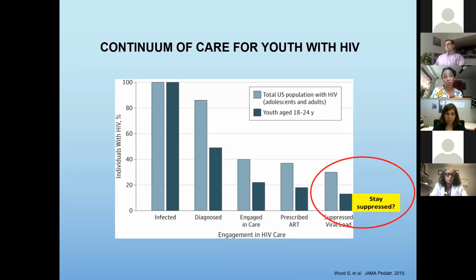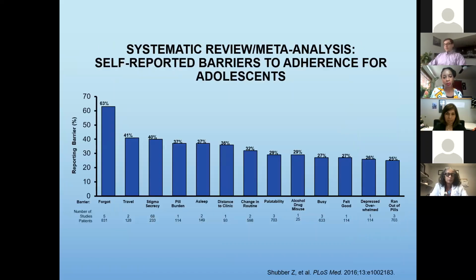And then getting to suppression is one thing, but staying suppressed is a whole other. When you look at systematic reviews done on why adolescents have a challenge adhering, it's everything from they just forgot, to the travel, stigma, they fell asleep, how long they had to go to get to clinic, running out of pills. So it's a multitude of things that may lead to non-adherence. And in the same adolescent, it may be multiple things and at different times, different places.